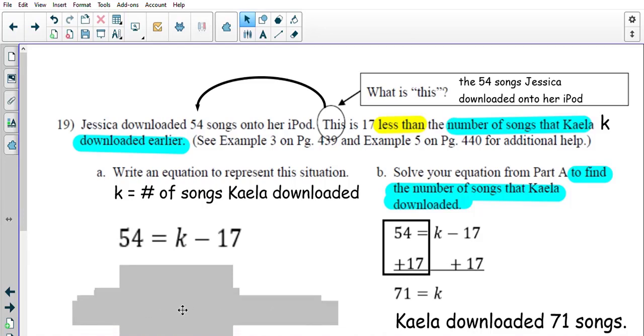Now, it doesn't say that you have to write a sentence. At the very least, label your answer. So 71 songs. But it tells us that Kayla downloaded 71 songs. And I always want to stop and think, like, does this make sense? Well, if Jessica downloaded 54 songs, and I know that that's 17 less than the number of songs Kayla downloaded, I know that Kayla had to have downloaded more than 54 songs. So if I did this problem and got something less than 54, I should realize that my answer doesn't make sense. So I should always stop and think at the end, does my answer make sense? Is it reasonable? And in this case, it is.